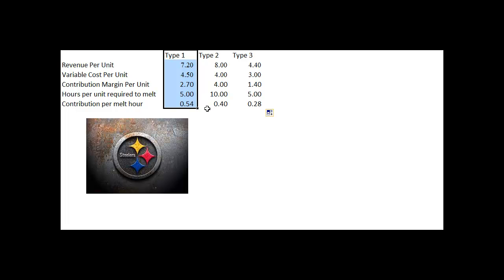So that is how you use incremental analysis in determining how you allocate a limited resource, and in this case it was a furnace hour, to production.